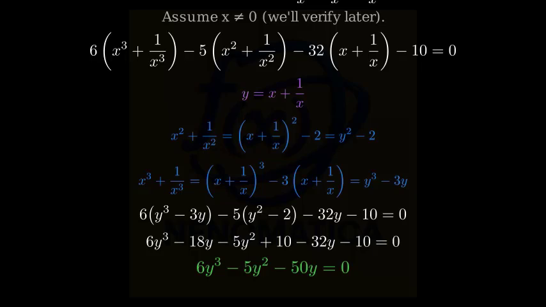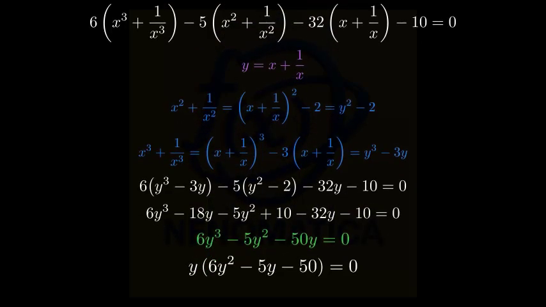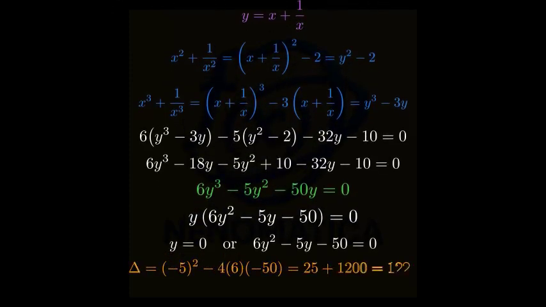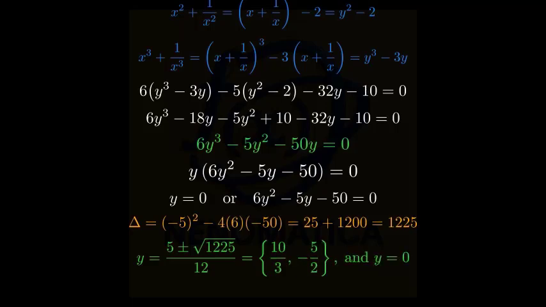Step 4. Factor out y. We get y times the quantity 6y squared minus 5y minus 50 equals 0. So either y equals 0 or 6y squared minus 5y minus 50 equals 0. Using the discriminant, delta equals 25 plus 1200, which is 1225. Therefore, y equals 10 over 3, or -5 over 2, or 0.